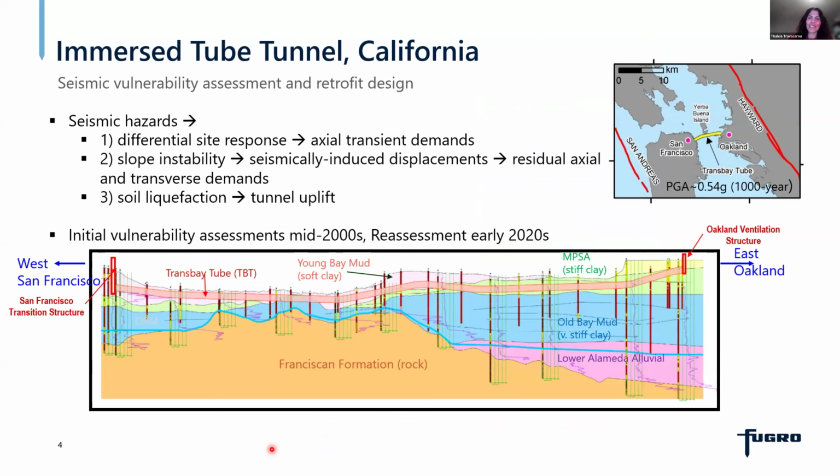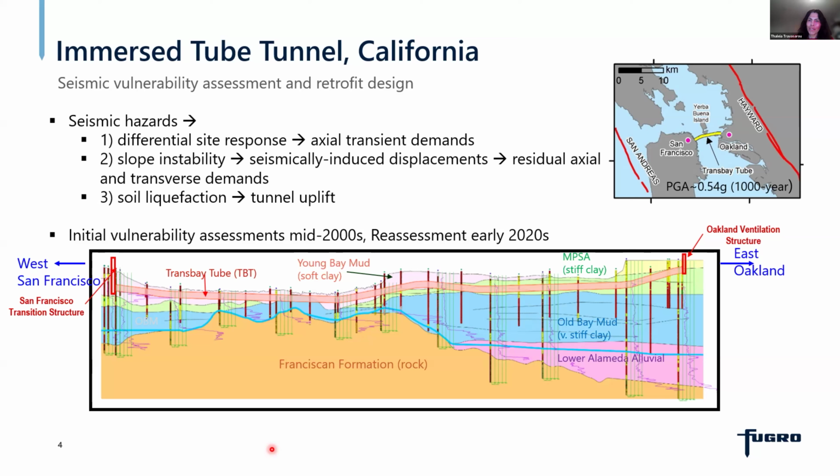So this project is an immersed tube tunnel, approximately 5.5 kilometers long, in the San Francisco Bay Area in California. The tunnel was built back in the 1960s, when there was limited understanding of the elevated seismic hazard in the area. It is located within 15 kilometers of two major faults that are capable of magnitude 7 to 8 earthquakes. And now, because the tunnel back in the early 2000s was approaching its design life, the owner was looking to assess its seismic vulnerability and potentially retrofit.